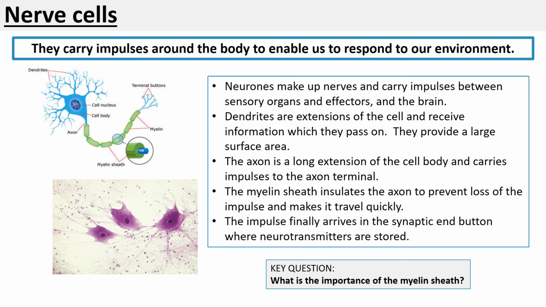So the key question here is, what is the importance of the myelin sheath? Have a look at the myelin sheath. On that diagram, it is green, and it is on the axon. Now, it does say in the 4th bullet point the importance, but just pause now, have a think, maybe write it down. Welcome back. So the importance of the myelin sheath is to insulate the axon, so it prevents the loss of the impulse so that the information can be transported quickly to its destination, usually the brain or the effector organs.